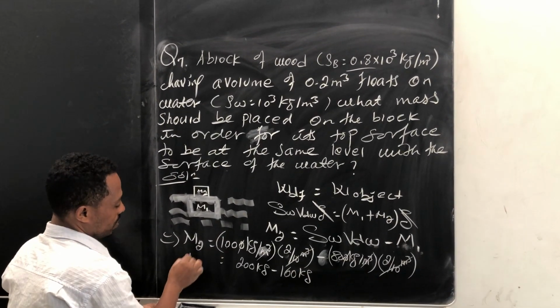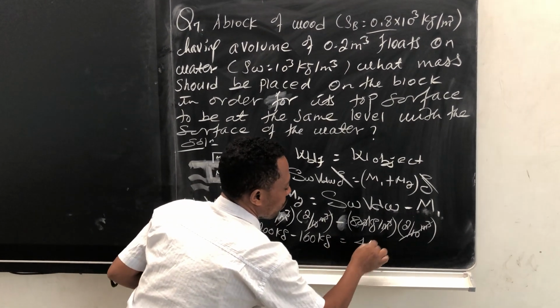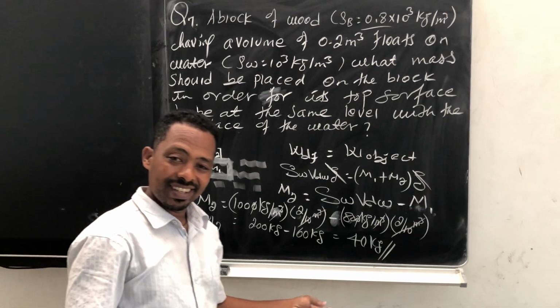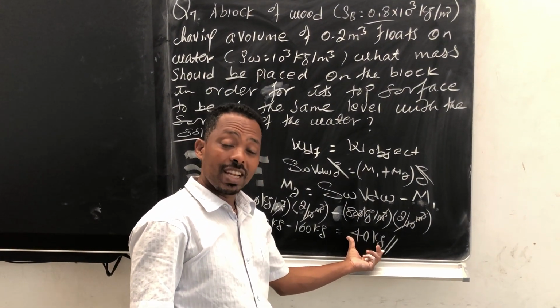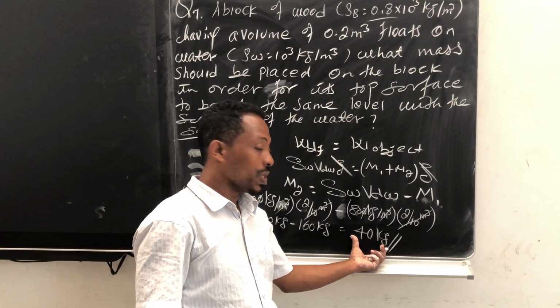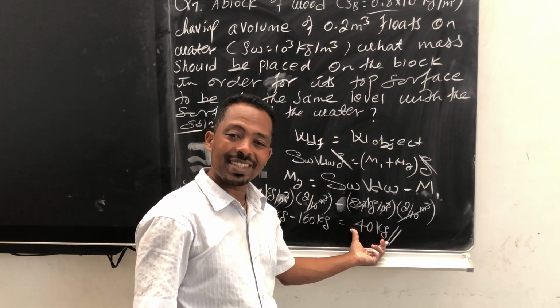Now M2 becomes 40 kilogram. Great, we did it. It's 40 kilogram, the mass that should be put upon block 1 to bring it to the water level.